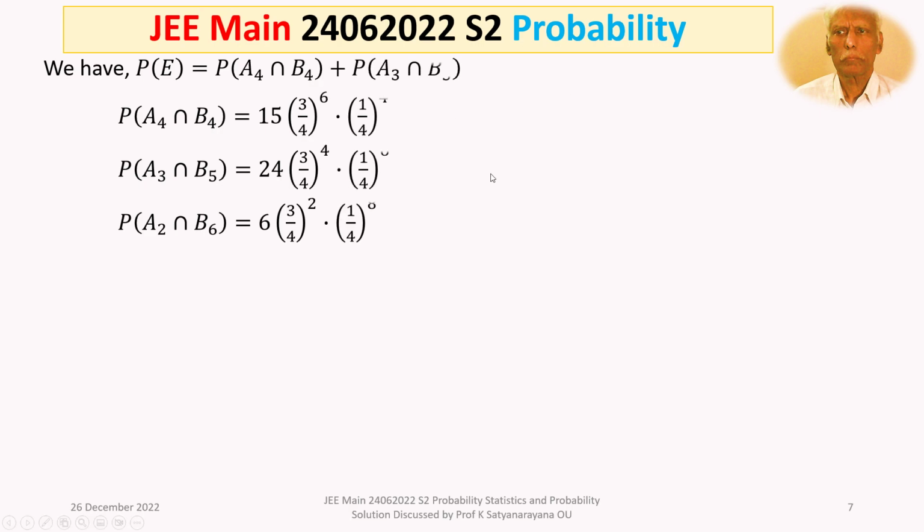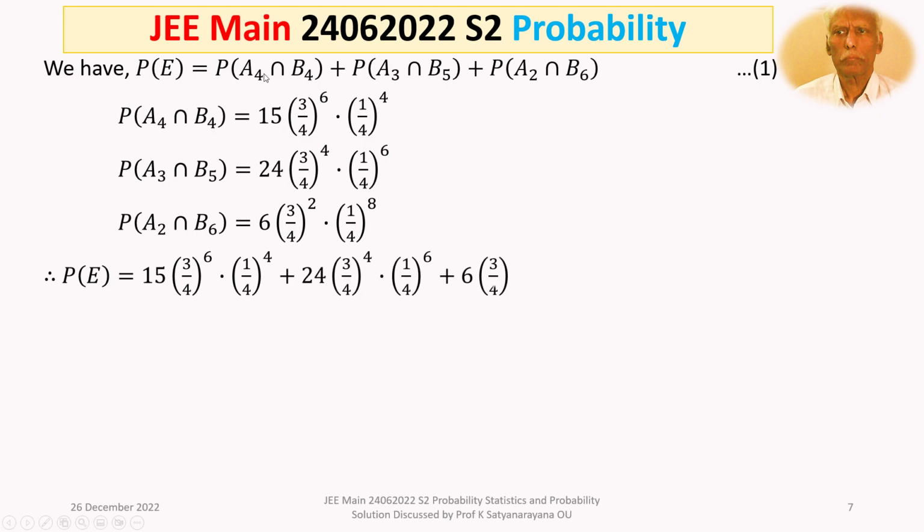So these are the things what we have done so far. Now probability of E is equal to this probability of A4 intersection B4, that is this one, plus probability of A3 intersection B5, that is this one, plus probability of A2 intersection B6, that is this one. So these are the things what we have written here, and this is given to be equal to 27k by 4^10.